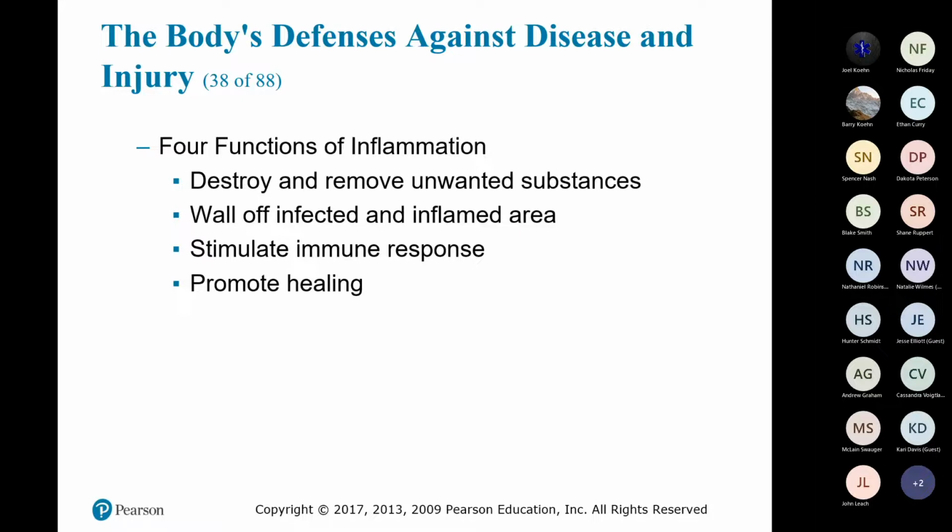Third, it can, if severe enough, stimulate an immune response from our body, saying, hey, I've done my best here to try and isolate this, but I'm not doing the best. I'm overwhelmed. I need the immune response to kick in, right? We need to start attacking certain antigens at this point. And then it's going to promote healing by sending all those rushes of white blood cells to that area. Remember, white blood cells are essentially healers.